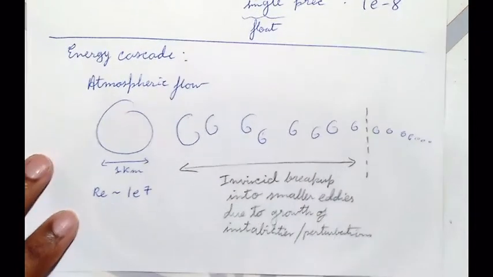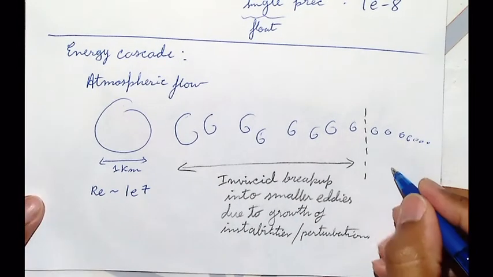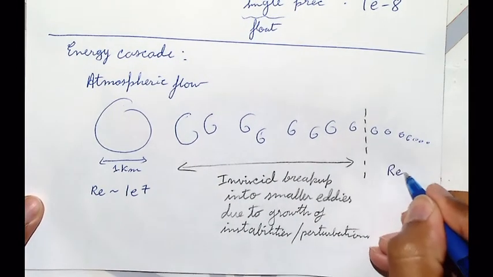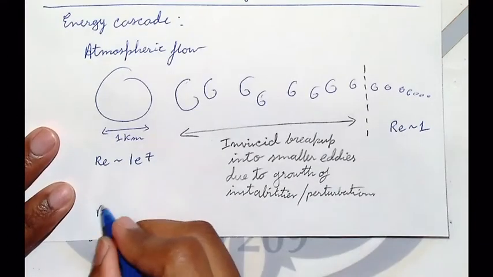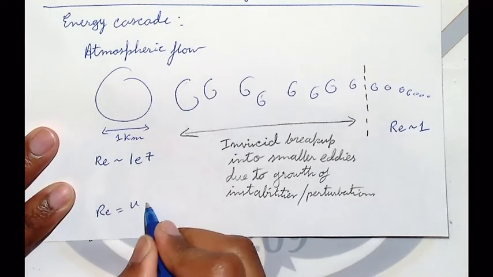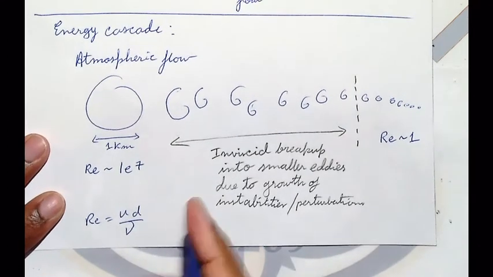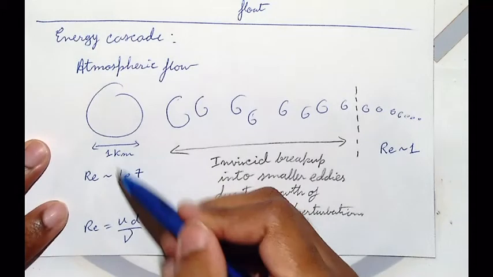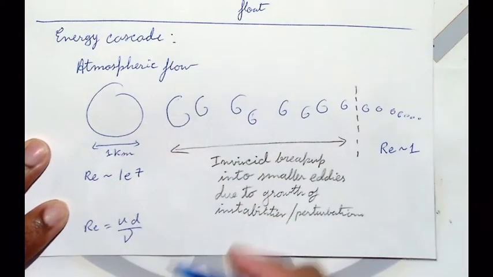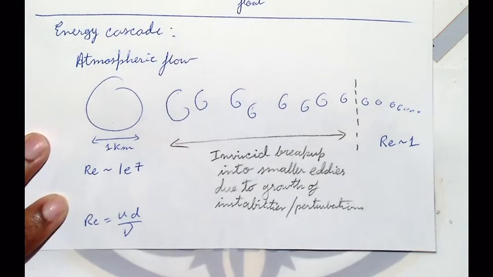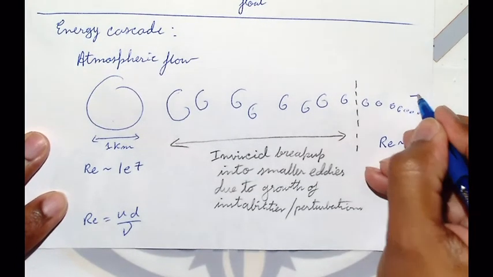What happens once you get small enough is the Reynolds number will get close to 1. Why? Because Reynolds number is UD over nu, the local Reynolds number. So we're talking about a 1 kilometer sized eddy over here. Maybe its speed is 10 meters per second. Nu is constant for air. Over here, we can be 1 millimeter.